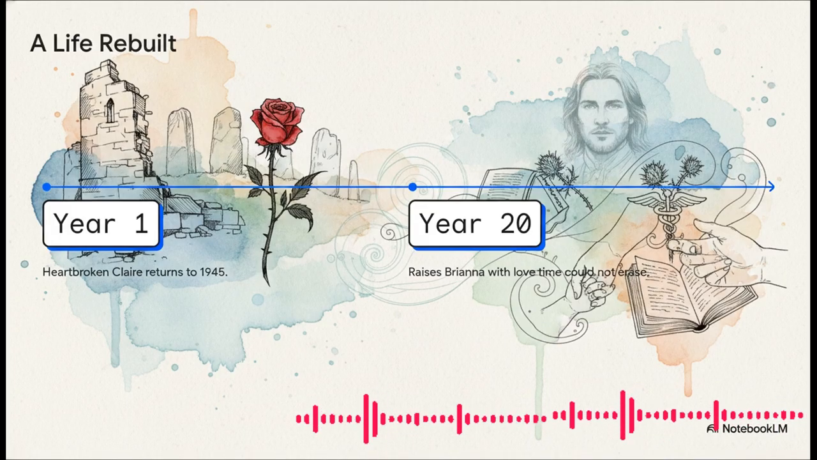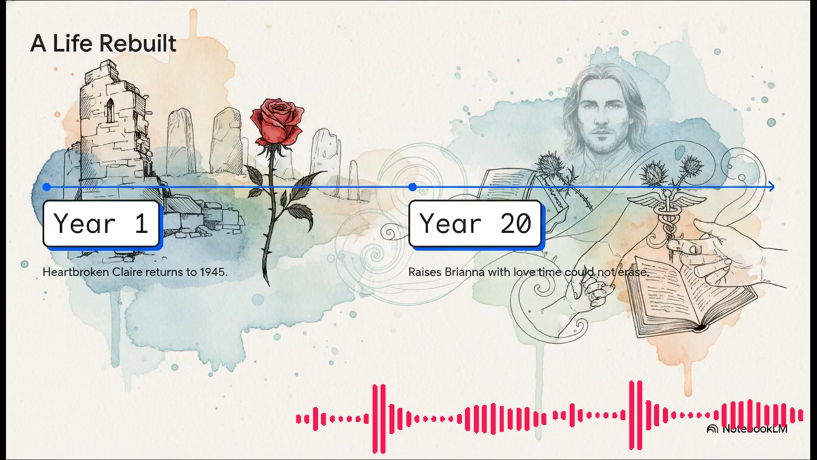It's 1945 again, and she's forced to live in a world where literally no one believes her incredible story. But then, fast forward 20 years, Claire has rebuilt her life as a modern widow. She's raised their daughter Brianna, and she's even become a doctor. But for 2 whole decades, she has carried this profound, deep love that time simply could not erase.